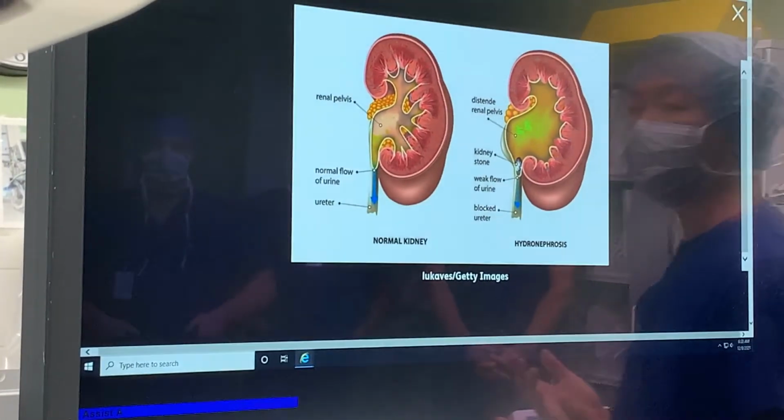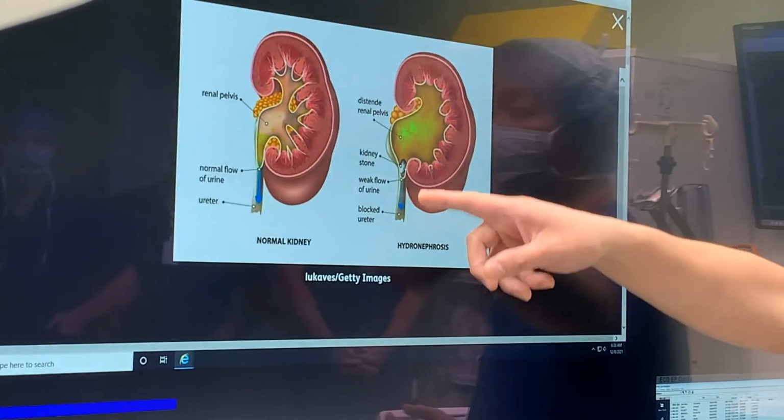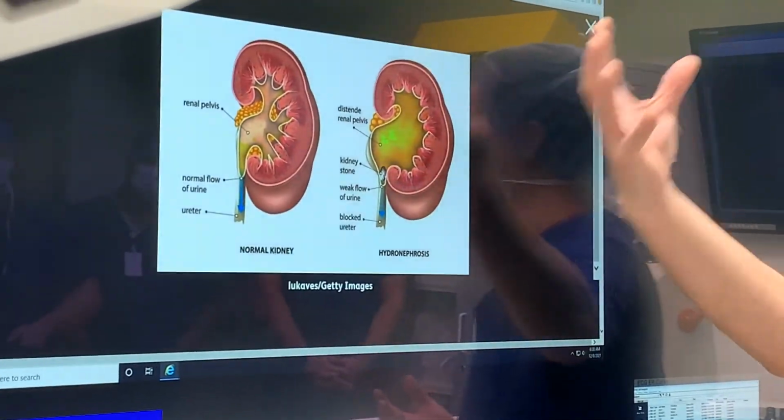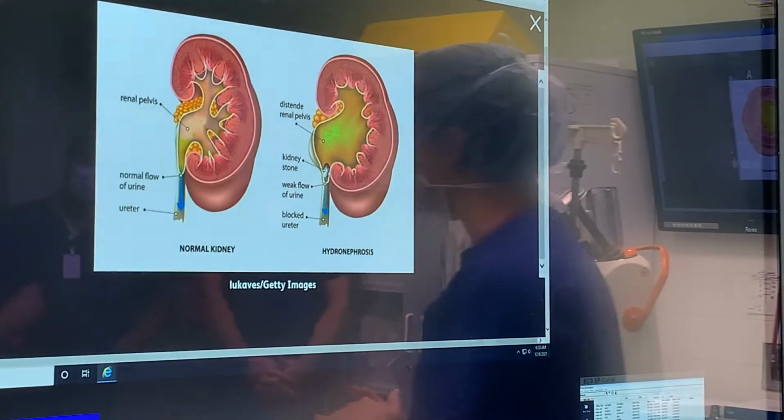And so this is a picture of an obstructed kidney. It's all big, it's all swollen, and then there's that stone there, okay?